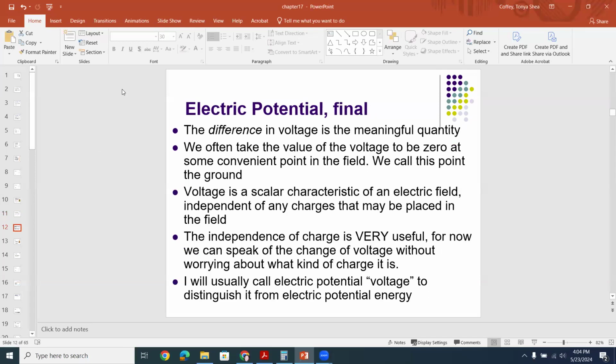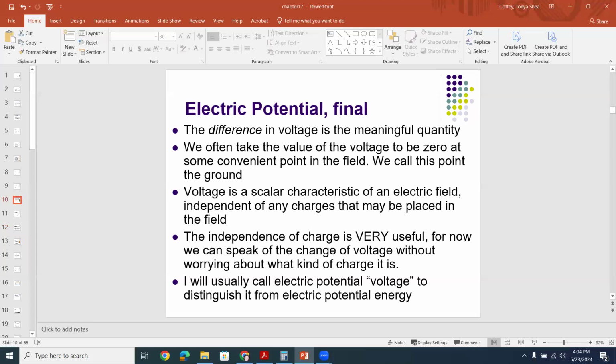It's important to realize that for potential energies and for voltages, it's really the difference in these quantities when they go through some kind of transition, the change in the voltage or the change in the electric potential energy, that's the meaningful quantity here. Not so much the raw number at some given point, but the change. Now, we often take the value of the voltage to be 0 at some convenient point in the field. And this point is oftentimes called, in electrical terminology, the ground. Okay, so that's the ground.